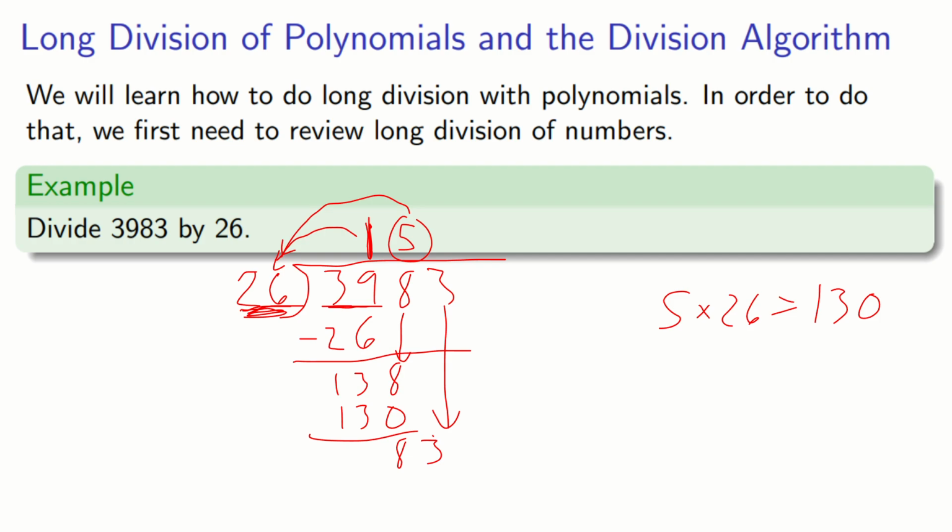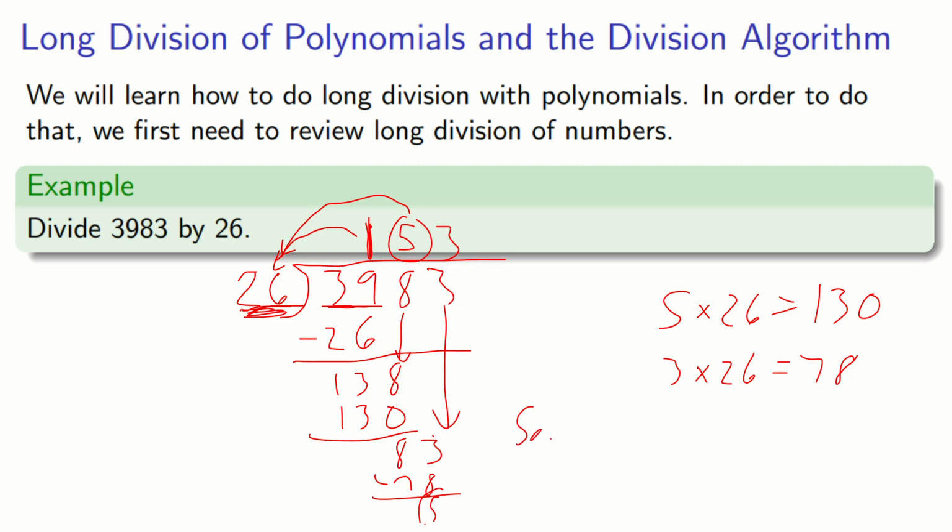And then you keep on going. You ask how many times can 26 go into 83? Well, it can go in there 3 times, as 3 times 26 is equal to 78. And so I write the 3 up here, and I write my 78 down here. Subtract, 5, right? And that's it. I am done. There's nothing else I can do.